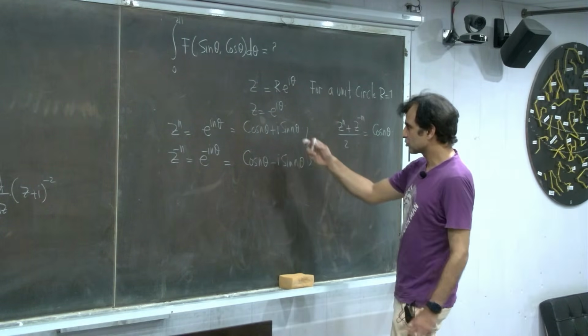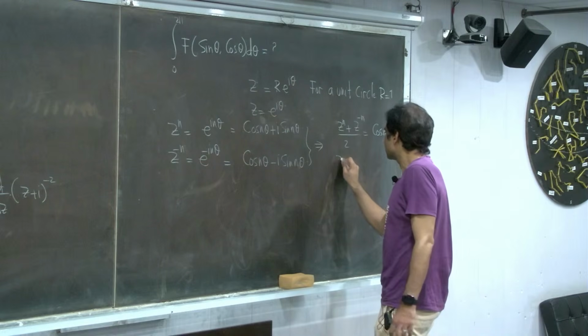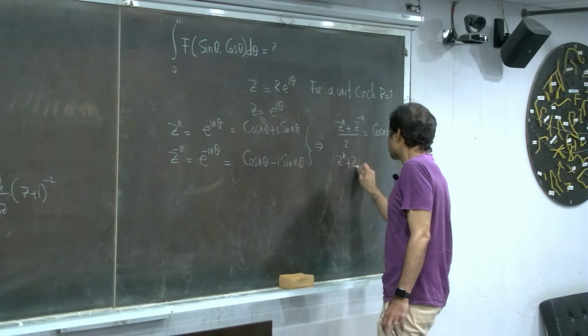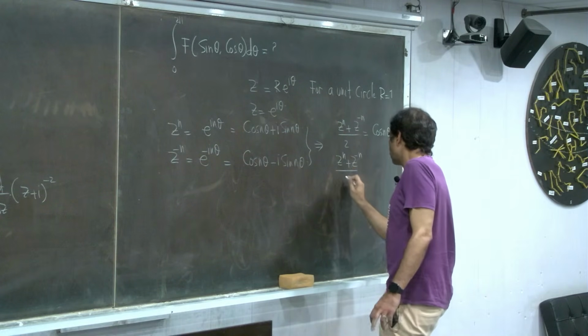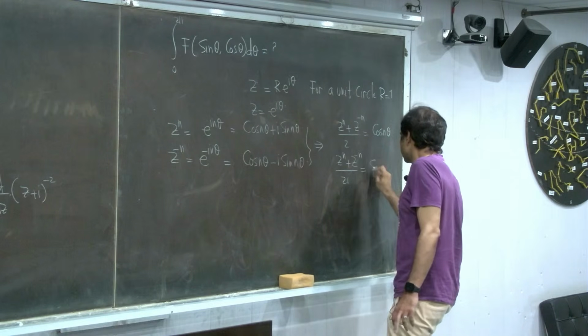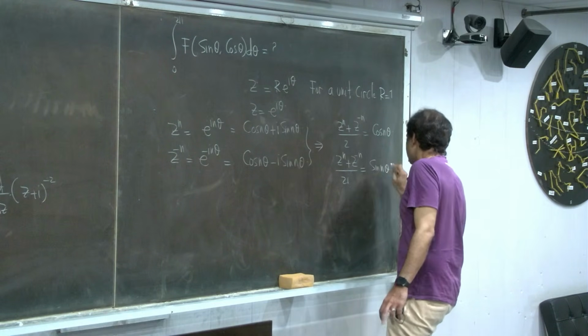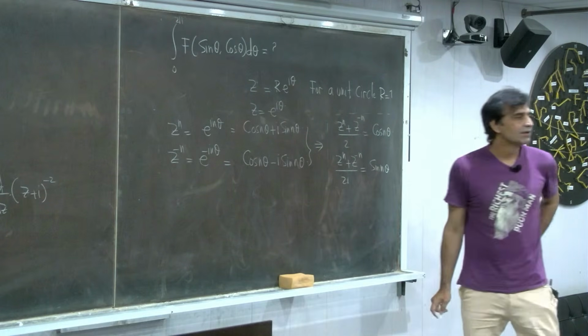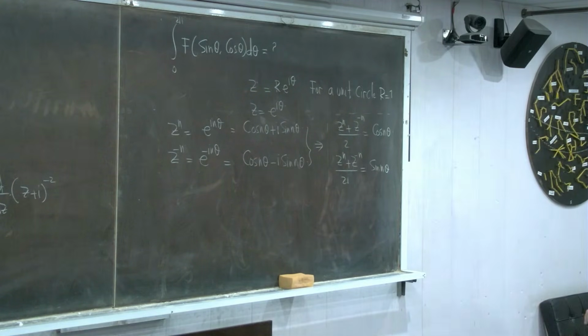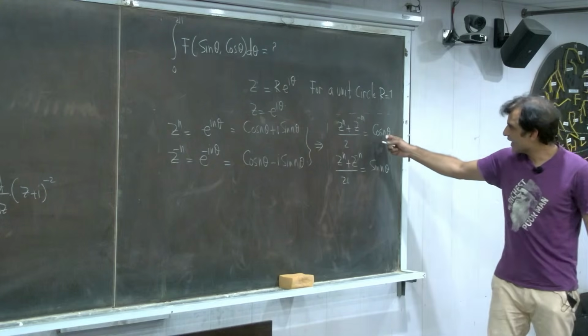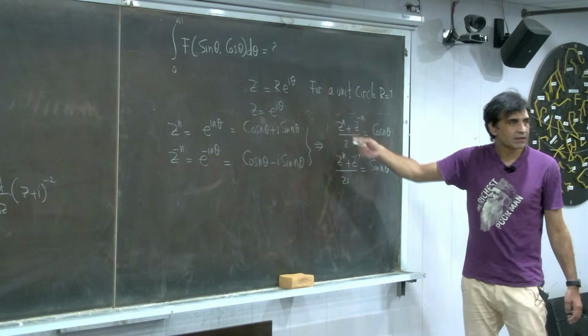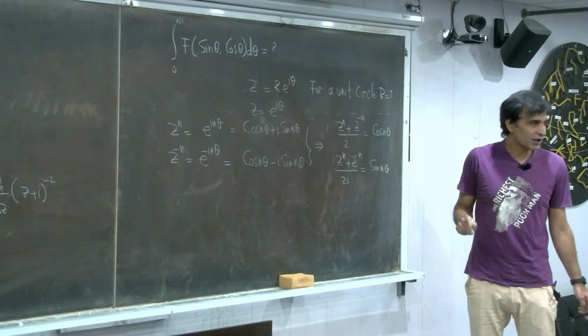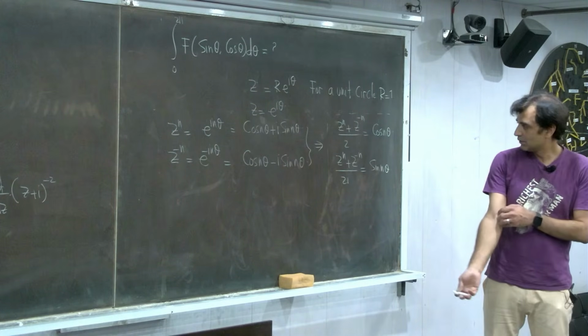And similarly, if you subtract the two, then you have z to the power n minus z to the power minus n over 2 iota is equal to sine n theta. So these two relations you have to remember, right? Whenever you see any integral that involves sine or cosine, replace them like this if you want to solve it with the help of a complex variable.